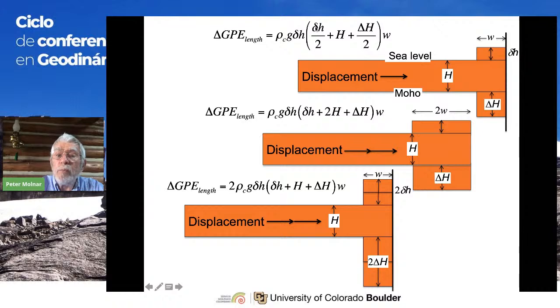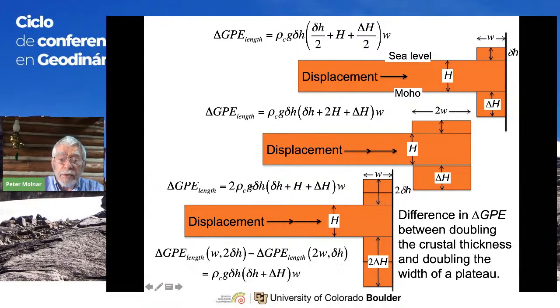I think you can see that if you multiply that term by 2 and you multiply that term by 2, you wind up with... sorry, you've got to multiply that term by 2 also because you've doubled that. You wind up with a factor of 2 in front and you get rid of these halves that are in here. So if you take the difference in the potential energy per unit length coming out of the screen here, in the case where you've doubled the height versus the case where you've doubled the width, so we subtract this equation from this equation.